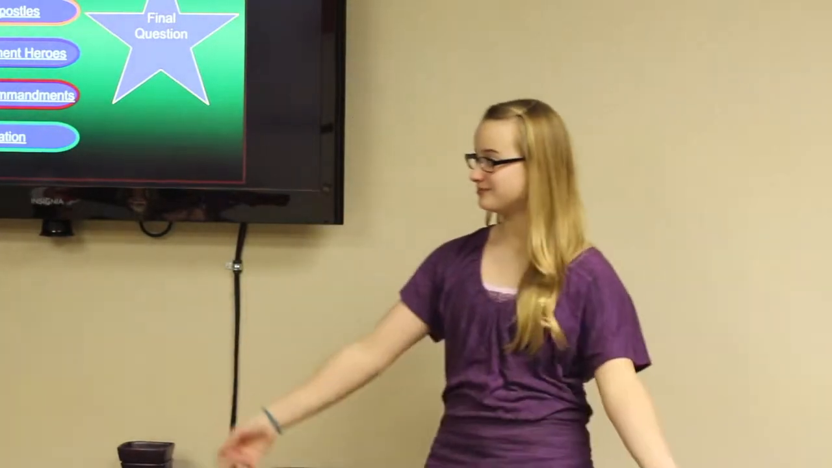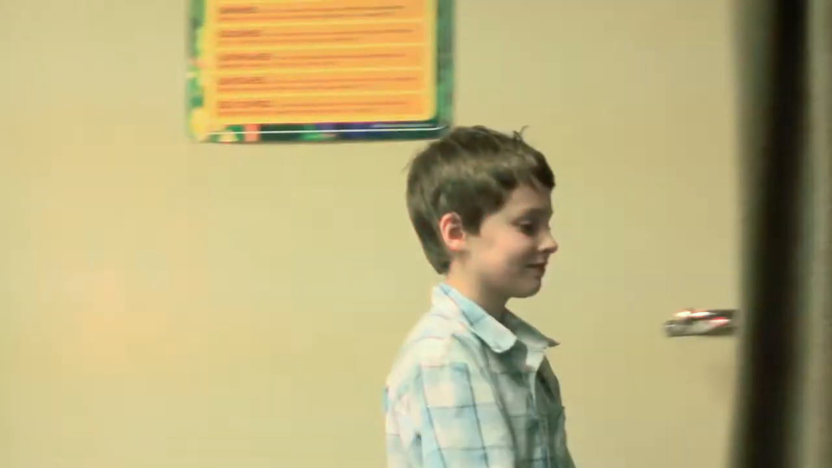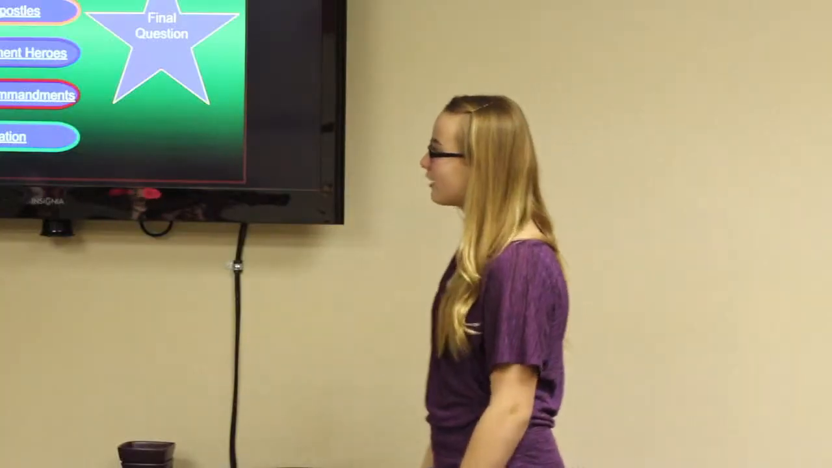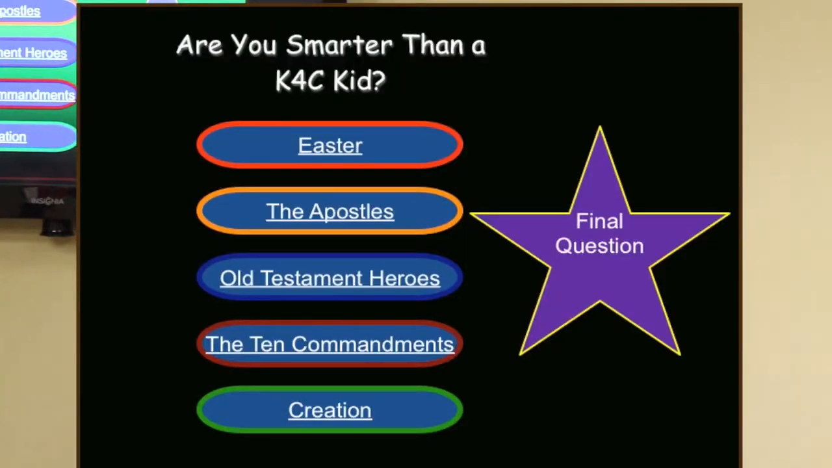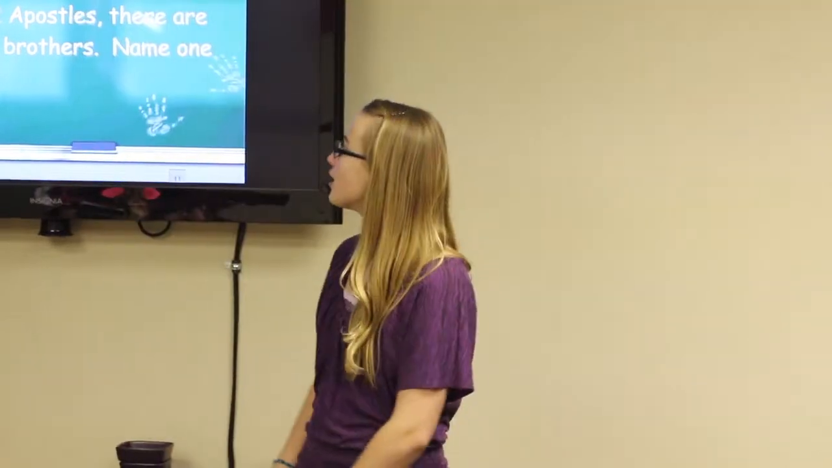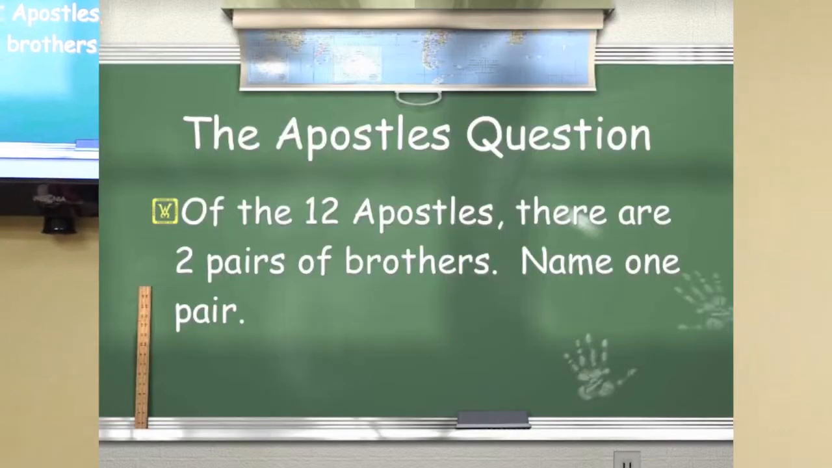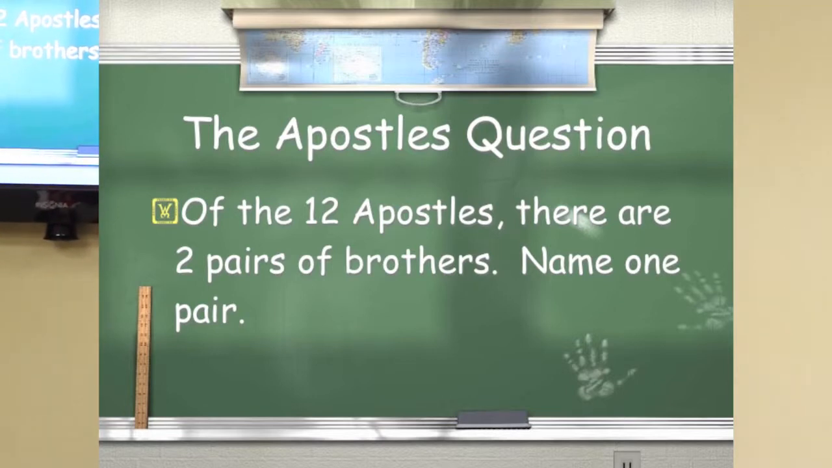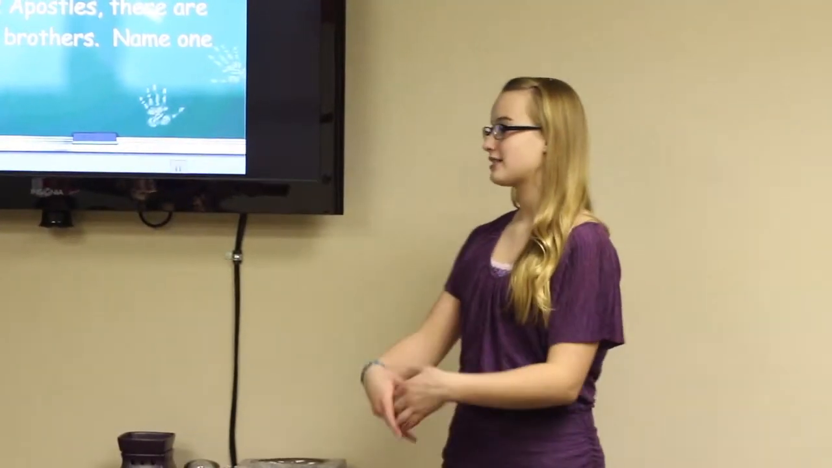Okay, Debbie, now it's time to pick your student. I'll pick Stan. Okay, Stan. Now Debbie, pick your category. How about the Apostles? Okay. The question for the apostles: of the 12 apostles, there are 2 pairs of brothers. Name one pair. Now you guys can write your answers.